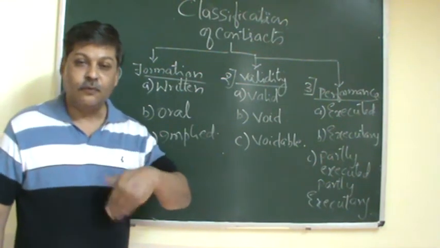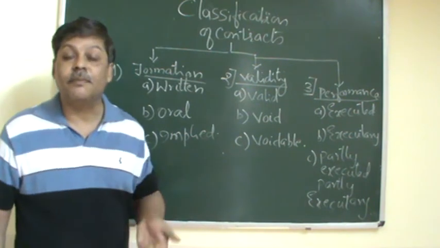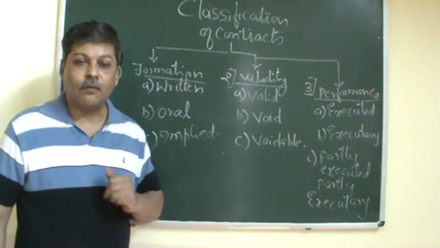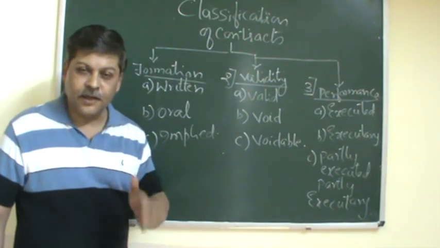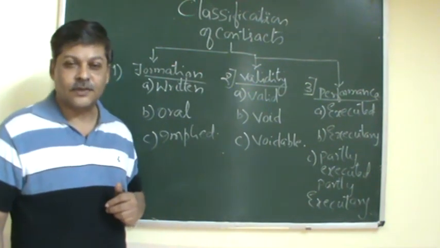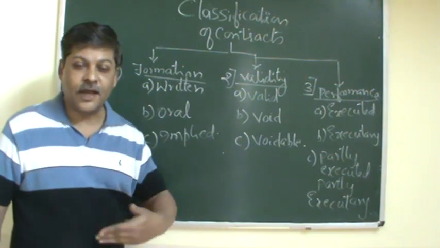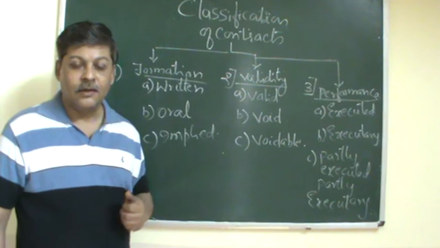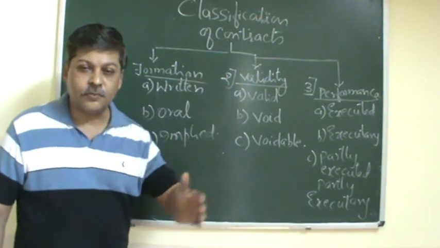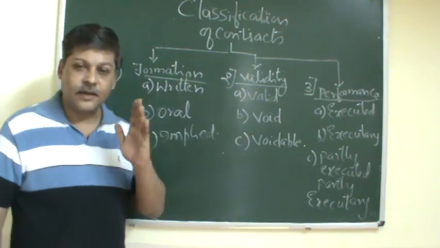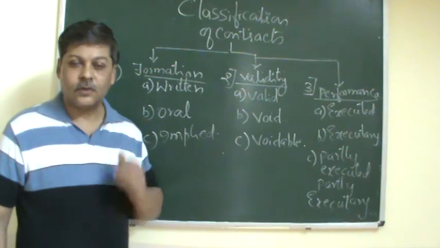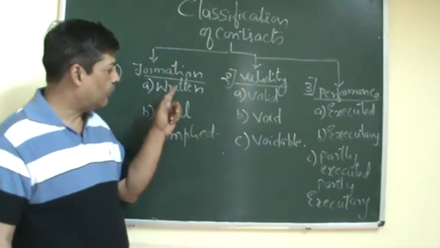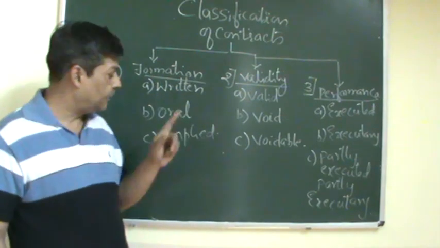In some circumstances, only a written contract is acceptable and enforceable. For example, if you are making any gift, you cannot make it oral. The gift must be in the form of writing, in written words. So the gift deed has to be made. Likewise, the will. These things must be in written form. Where the contract is formed based on writing, we call it a written contract.